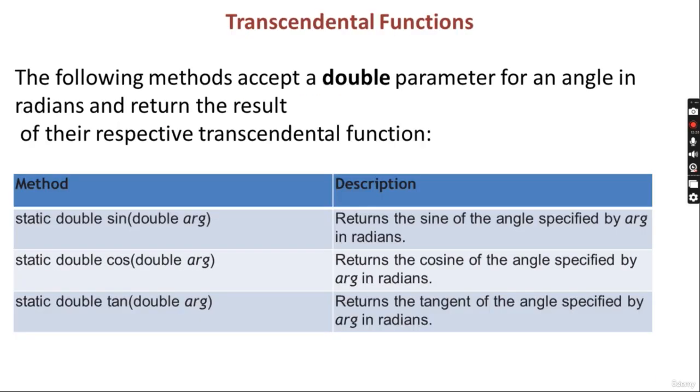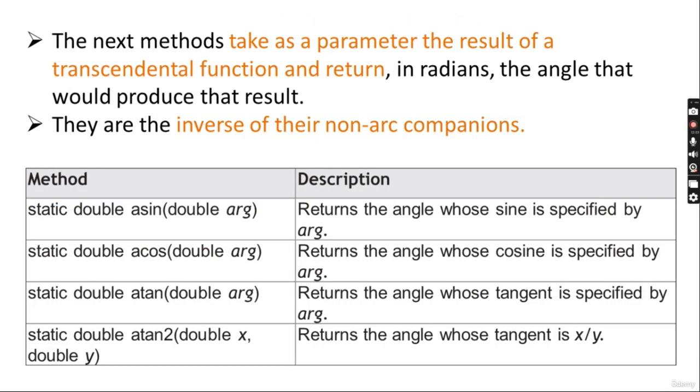Now here we have seen the sin, cos, tan methods. So they will get double arguments, and in these methods, asin, acos, atan, atan2, these methods will take as the parameter your sin, cos, tan result and return in radians the angle that will produce that result. So which angle will produce that particular sine function result, that will be given. They are the inverse of the non-arc companions.